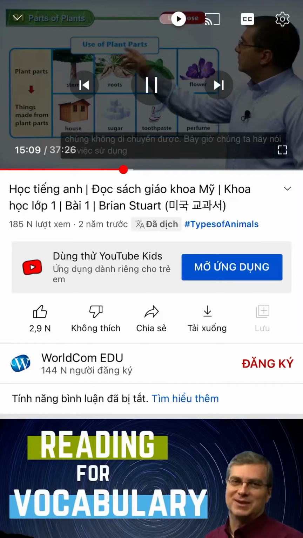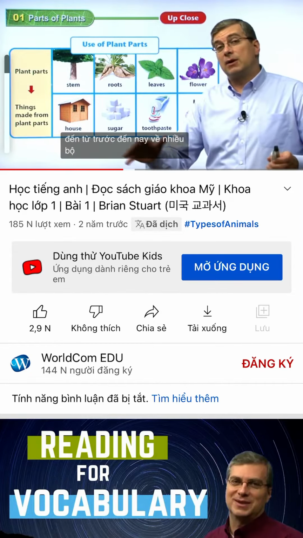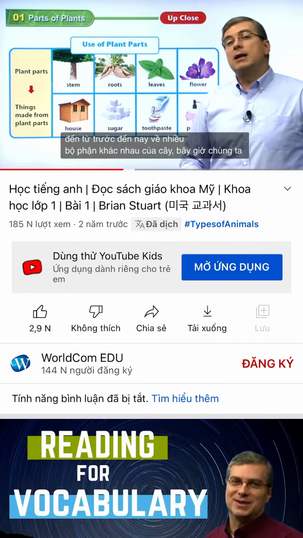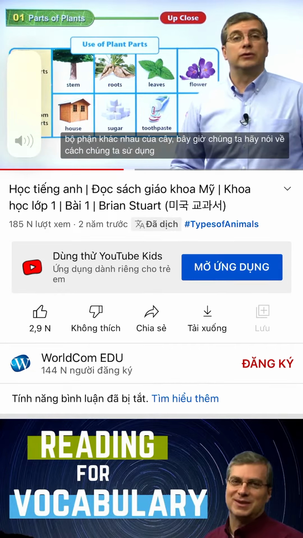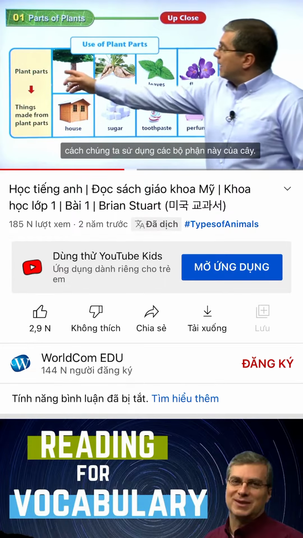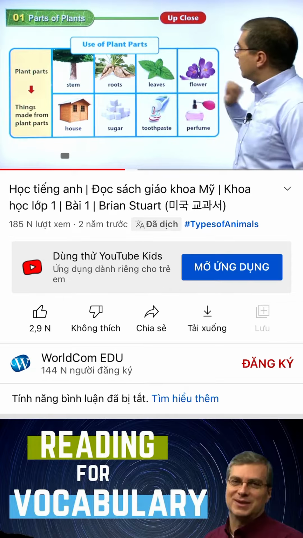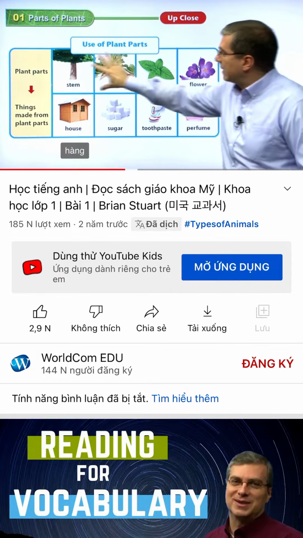Talk now about the use of plant parts. We talked about so far about the many different parts of a plant. Now let's talk about how we use these parts of the plant. Plant parts, we've talked about these: stem, roots, leaves, and flower. Okay, these are all plant parts.